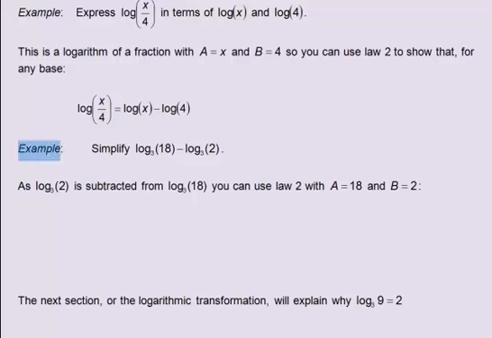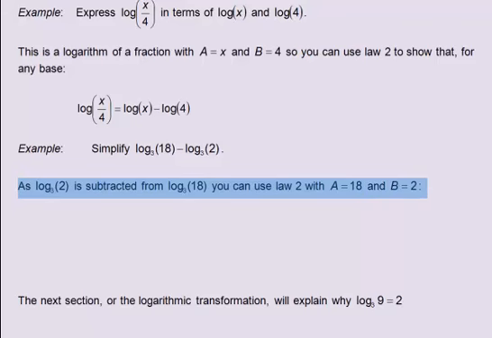Example: simplify log to the base 3 of 18 minus log to the base 3 of 2. As log to the base 3 of 2 is subtracted from log to the base 3 of 18, you can use Law 2 with a equals 18 and b equals 2.